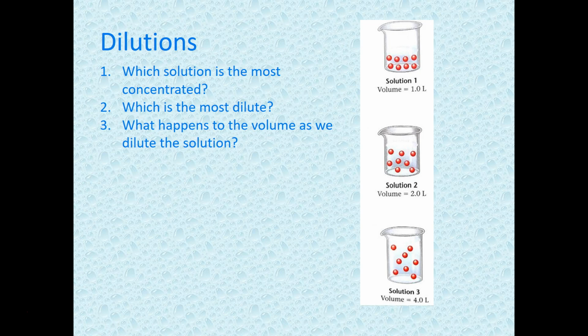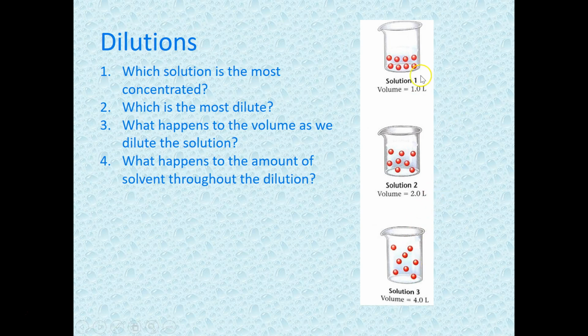What happened to the volume as we dilute the solution? Well, we went from 1 to 2 to 4. So like I just said, our solution 1 has way less liquid than our solution 4. This one actually has 4 times as much liquid. So what happens to the amount of solvent throughout the dilution? Well, the amount of solvent is increasing. So we added 1 liter here, we added 2 liters to get to here. So we are increasing the amount of solvent.